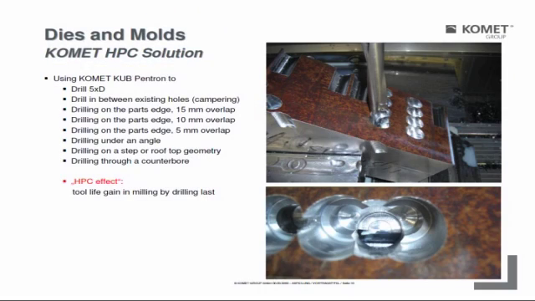Drilling between existing holes: there's such an operation here. 2 holes were existing, and we drill another hole somewhere here in the middle. Drilling on an edge part with 15 millimeter, 10 millimeter, 5 millimeter overlapping. This was the situation in this area. And also here you can find only half-pipe bores, and it's 5 times D. Completely interrupted cut. So now, tool life gain in milling by doing the drilling last, by doing drilling as the second operation.